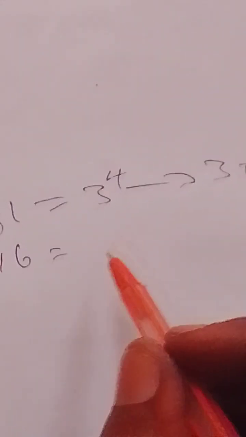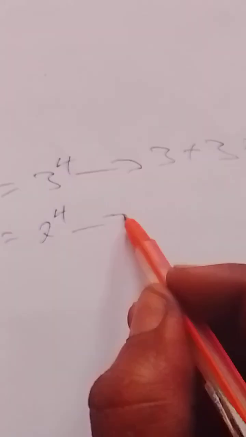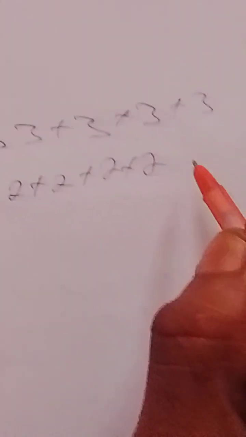To break it into law notation or base and index is the same thing as 3 raised power 4. And 3 raised power 4 is equivalent to what? 3 times 3 times 3 times 3, up to 4, will give you 81. A number like 16, to break it into base and index or law notation, is the same thing as 2 raised power 4. And 2 raised power 4 is equivalent to what? 2 times 2 times 2 times 2, up to 4, will give you 16.